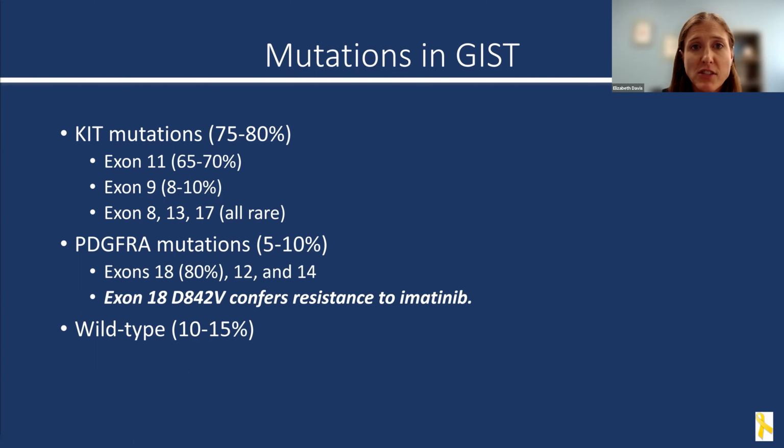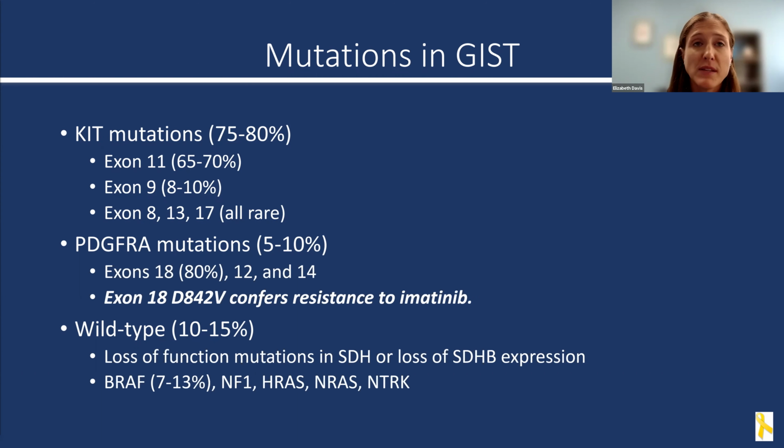Within the PDGFR alpha gene, the most important thing to remember is that the exon 18 D842V GIST are resistant to treatment with imatinib. And so it would never be appropriate to give a person with that mutation imatinib. The last category, these wild type GIST, can have lots of different abnormalities. However, they are defined by an absence of mutation in KIT and PDGFR alpha. So anything that has any other mutation in it would be deemed wild type. Things seen in this category are SDH deficiency, BRAF mutations, NF1, HRAS, NRAS, and NTRK.